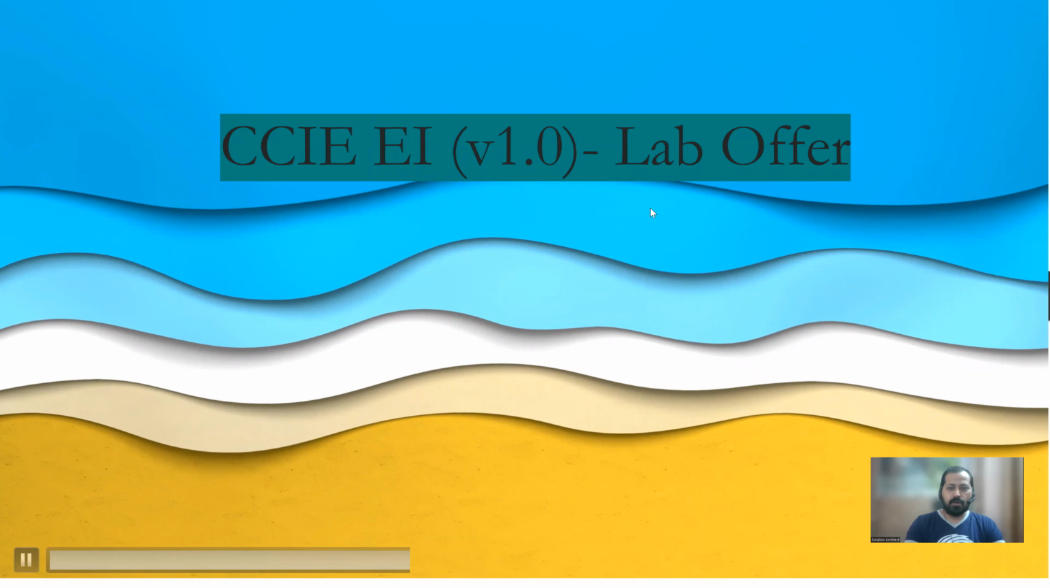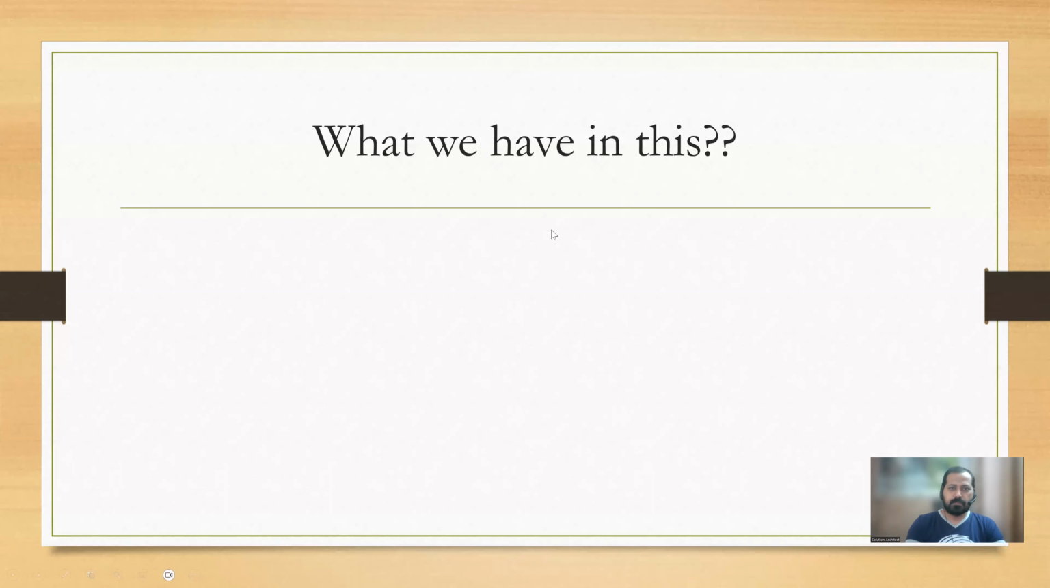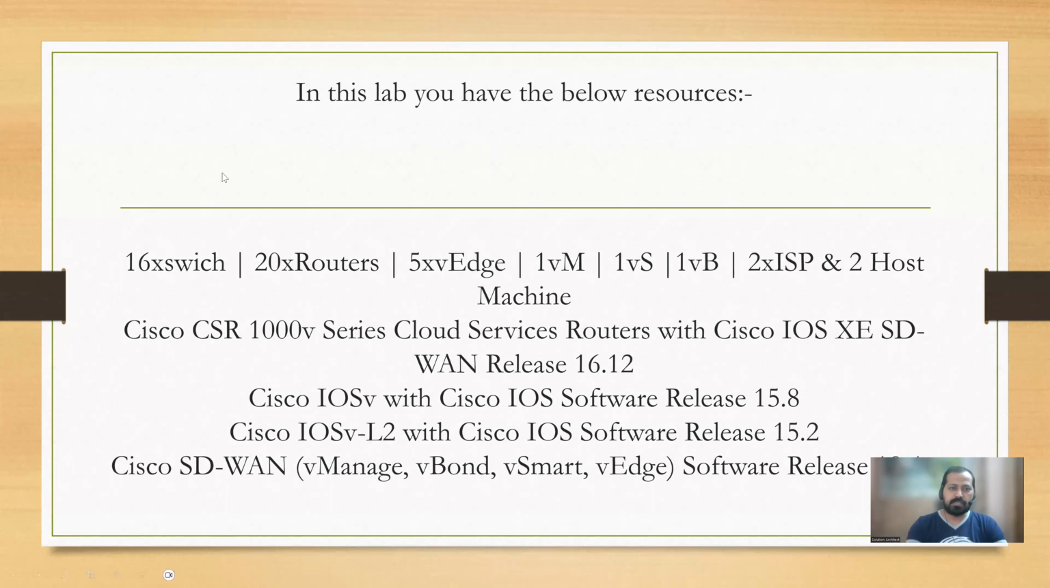In this lab, what you will find, let me quickly show you that. In this lab, you have multiple switches. You can see you have more than 16 switches, 20 routers. You have a full-fledged SD-WAN lab. Actually, this is the complete CCIE Enterprise 1.0 lab, where you can do section one, section two, section three.